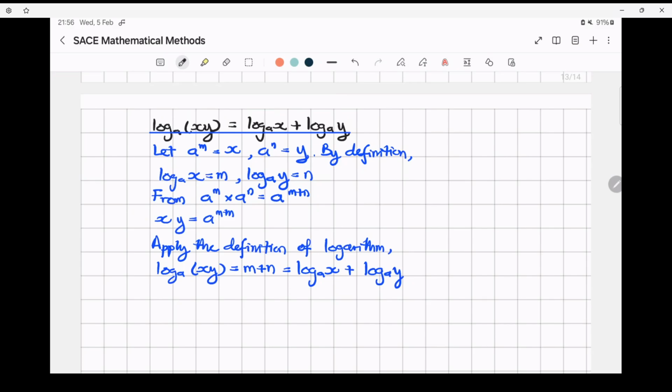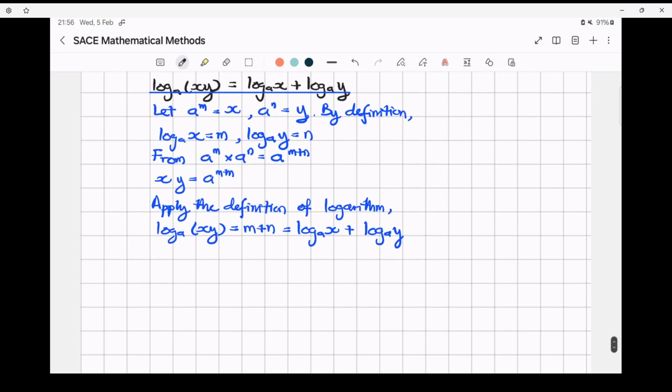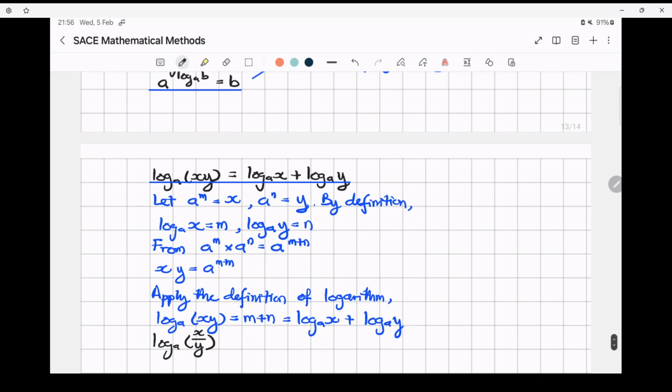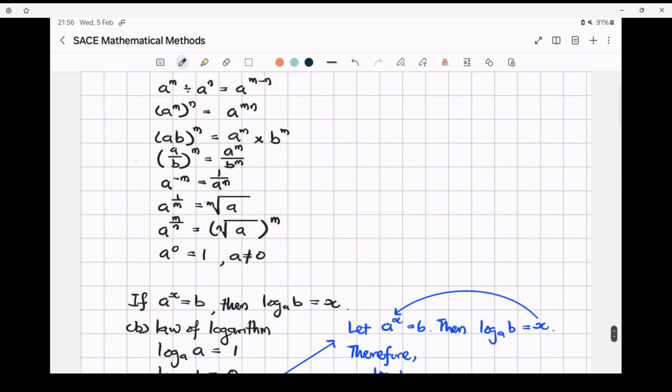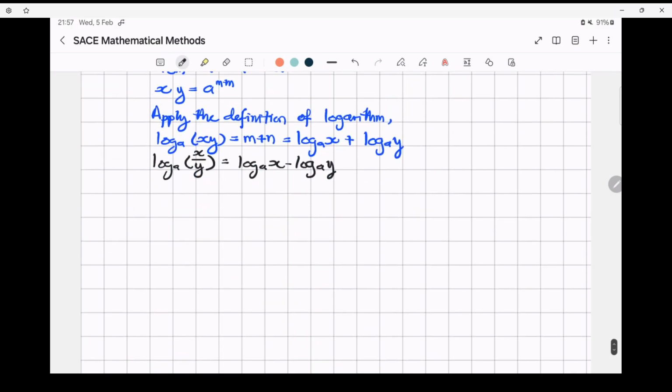So the next law of logarithm is basically x divided by y. So you will have log base a x minus log base a y. The way to derive this identity is basically the same as above. It's just that now we are using this particular expression. So if you want to, you can do it by yourself.